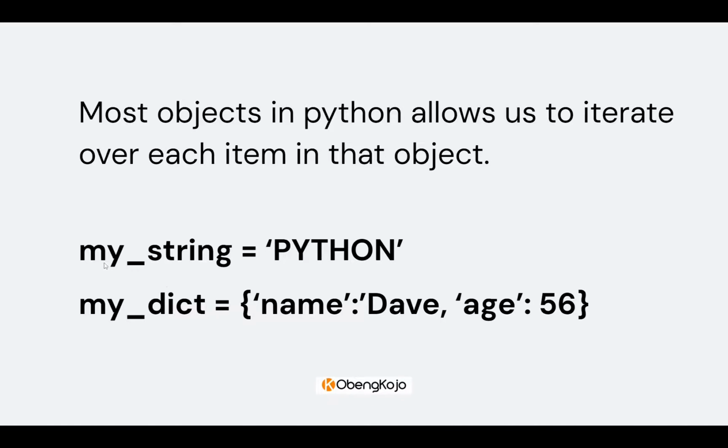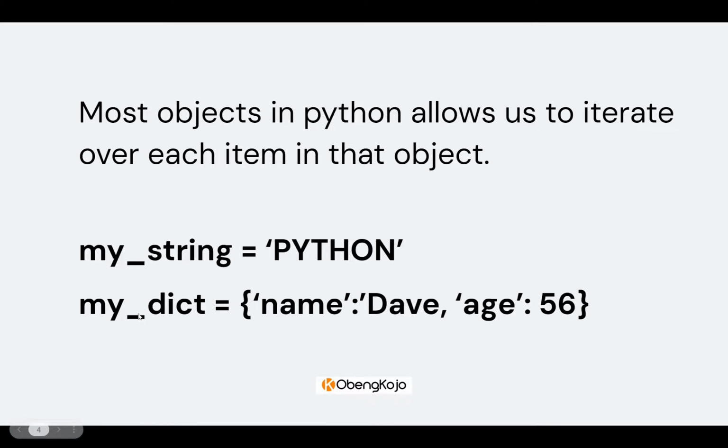A typical example is here we have a string. I've just declared a string, my string, and in that I have stored the characters Python. So to iterate means to be able to access P and perform some instructions on it, access Y. So access each character in the string and perform some kind of action or operation on it.